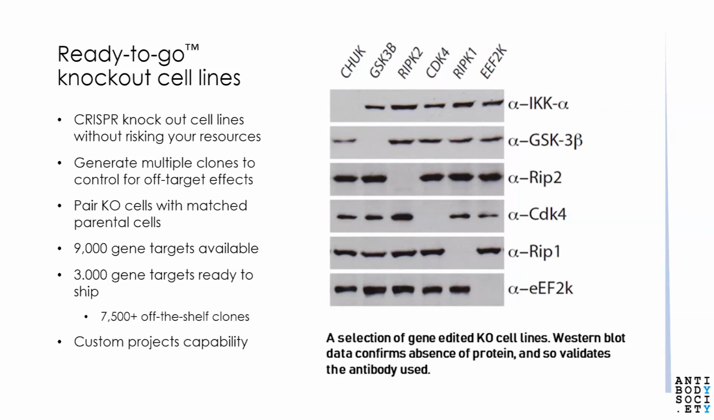So we often generate multiple clones for the same protein of interest, and we pair these knockouts as a standard with a matched control to have the side-by-side comparison, just to provide further confidence that the antibodies that are tested are completely specific for the protein of interest. And so in-house, we can target about 9,000 genes. We have about 3,000 of these right now that are available to ship off the shelf. And as I said, we have multiple clones for each of these cell lines, which means we have well over 7,500 off-the-shelf clonal cell lines that can be used by researchers in validating their antibodies.